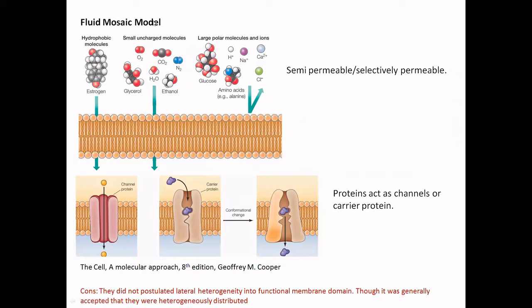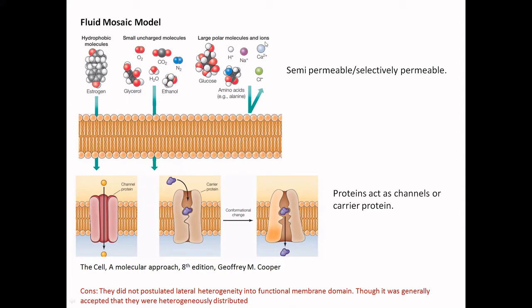So, what does the fluid mosaic model allow to pass through it and what does it restrict? Hydrophobic molecules like estrogen, since the majority part is lipid, can pass easily. Small uncharged molecules like O2, CO2, N2, H2O, glycerol and ethanol can pass through it without any hindrance.